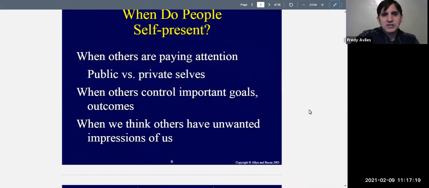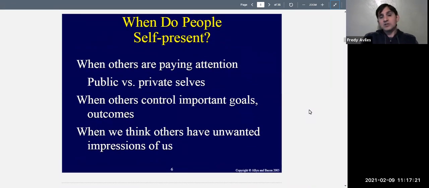When do people self-present? When others are paying attention. We do it more when other people are paying attention. So if we're in class, let's say a face-to-face class, or at the mall, or somewhere where there are people, we're more likely to self-present, more likely to show a certain part of ourselves or show ourselves off in a certain way than when we're alone. When we're in public, things are different, right? You usually want to be well-dressed, well-groomed, right? You brushed your teeth, right? You try to be nice, try to be reasonable, that kind of stuff, right?